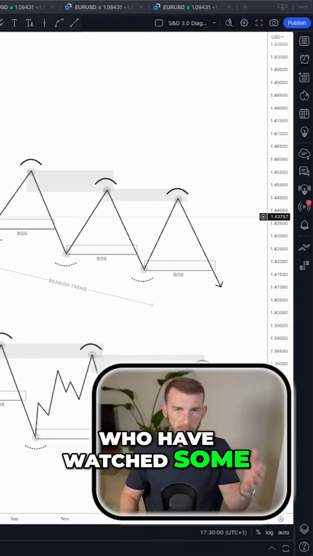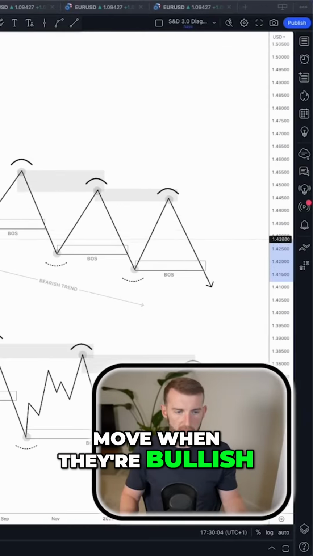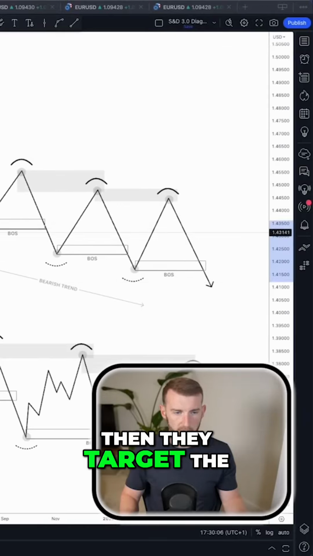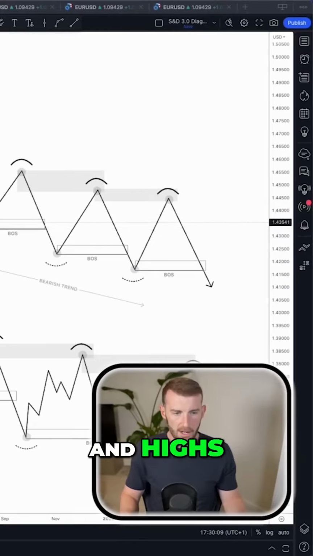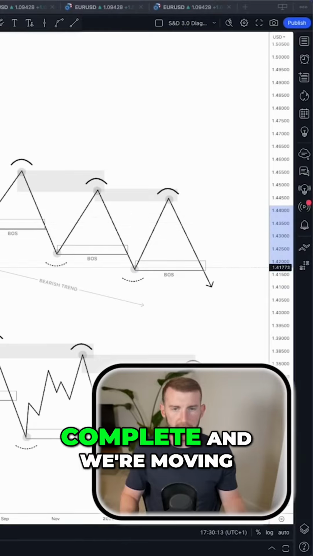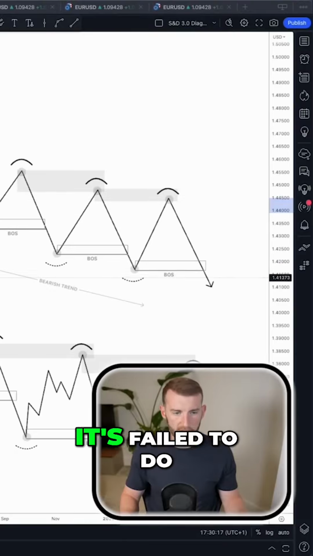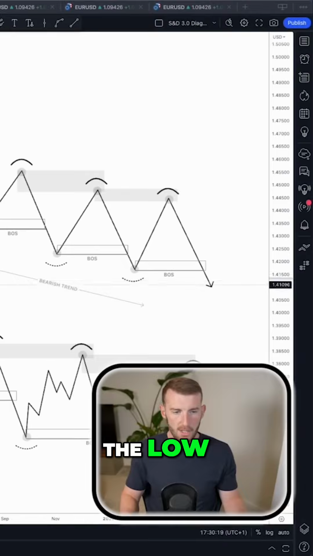For those of you who have watched some of our old videos, you should be quite familiar with these diagrams, where, how do markets move when they're bullish? They pull back and then they target the weak high, right? Supply and highs we expect to fail, right? We pull back to demand, and then once that pullback is complete and we're moving to the upside, this is now a weak high. Why is it weak? It's failed to do its job. It's failed to break the low. This is a strong low because it's broken the high, right?